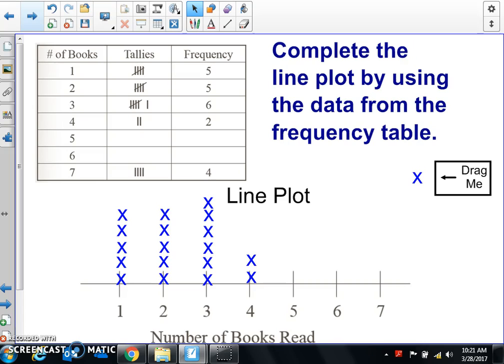So if I want to go ahead and look at 4, there's 2 people. And let's say that tallies for 5 was 1 person. Well, then we would just put 1 x there. If 6 had 3, well, we would just put 3. And then they gave us 7. 7 was 4, so we just put 1, 2, 3, 4.